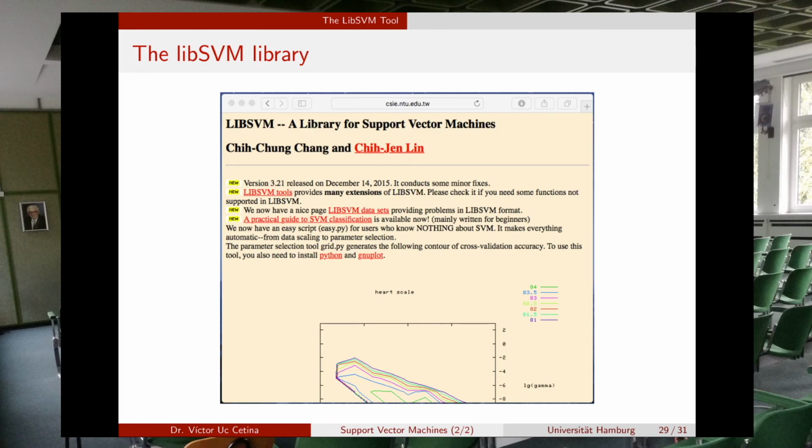This is the algorithm that is already implemented in this library, which is by far the most well known and applied library. The name is libSVM. And there are versions of this that you can use or call from MATLAB or from C++, and I think it is also included in the scikit-learn library in Python. So in the exercise on support vector machines, you will have time to play with this library and run some experiments.